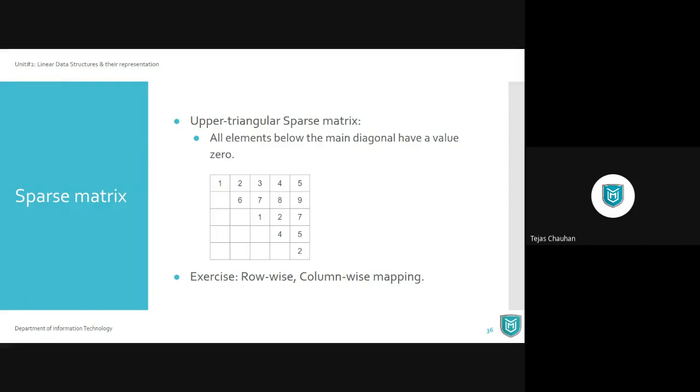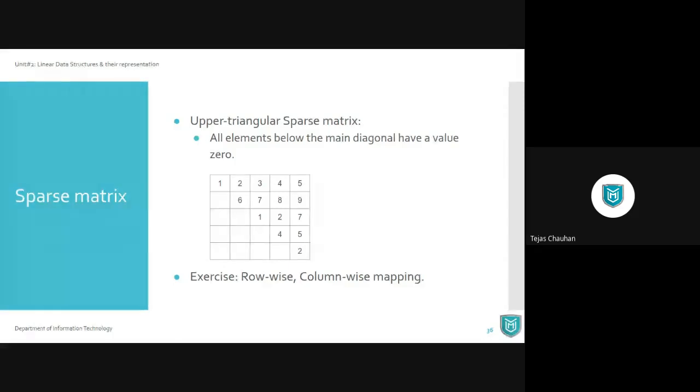Okay, so very quickly, some of you are giving answers. Row-wise will be the simple 1, 2, 3, 4, 5, 6, 7, 8, 9. Then there is a change: 1, 2, 7, 4, 5, 2. 1, 2, 3, 4, 5, 6, 7, 8, 9. 1, 2, 7, 4, 5, 2. Yeah, that's the row-wise answer, correct.